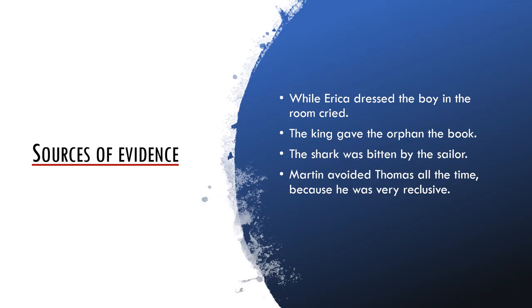The last example here is the sentence with an ambiguous anaphorical reference. When we read or hear the sentence "Martin avoided Thomas all the time because he was very reclusive," we do not know who was very reclusive, whether it was Martin or Thomas. This is a globally ambiguous sentence. In comparison with the first two sentences, which are locally ambiguous, we cannot solve the ambiguity while reading the sentence at all. However, speakers of different languages may differ in their preferences how to understand the anaphoric reference, and also the context may be of help.